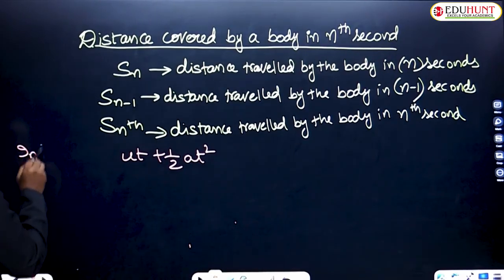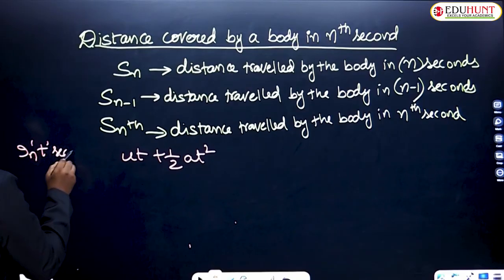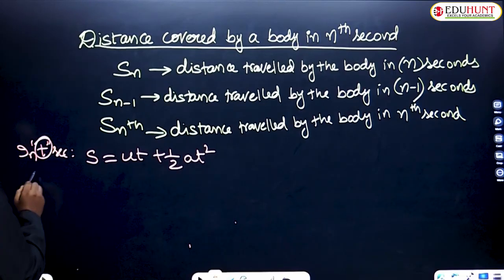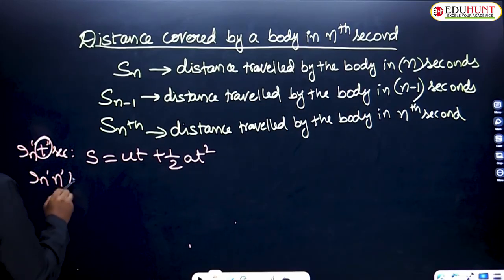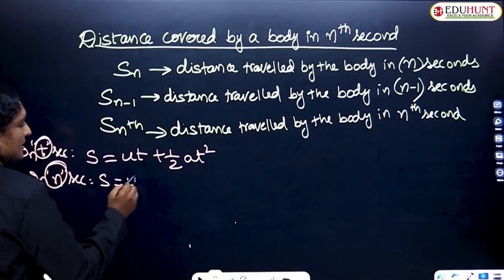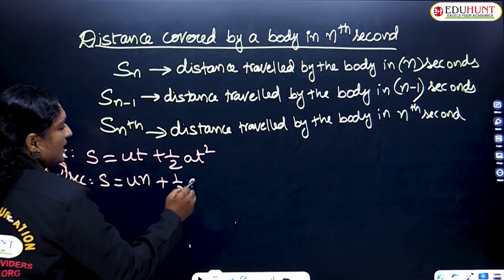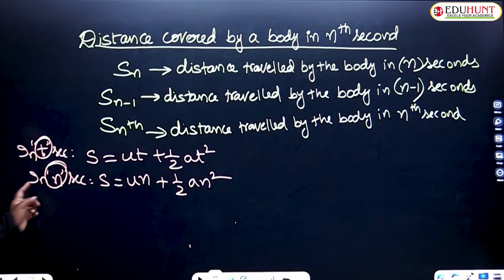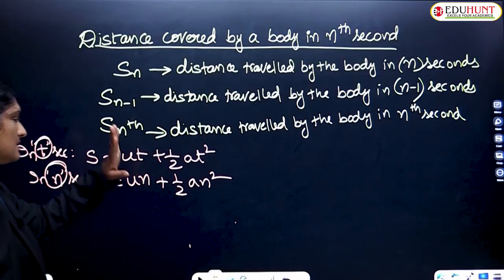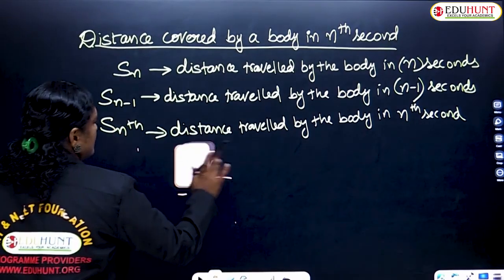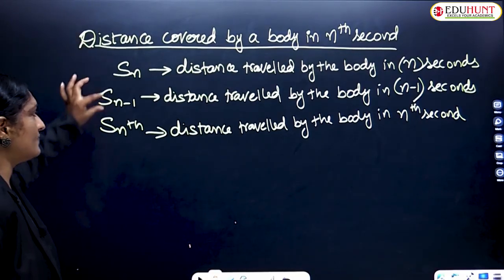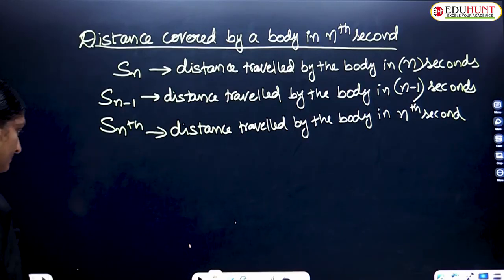In t seconds, S is given by this value. Instead of t, I want it in n seconds. Then S is equal to, instead of t, I have to replace with n: un plus half an square. So in n seconds means un plus half an square. In n minus 1 seconds means this is replaced with n minus 1. So let us try to understand properly. N number of seconds, n minus 1 number of seconds, this is that particular second.